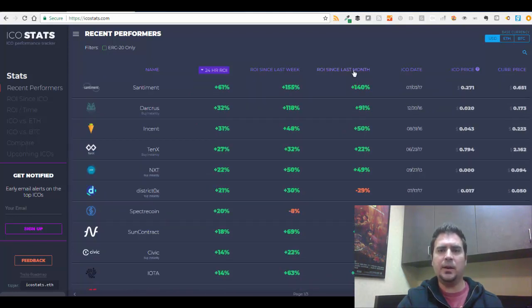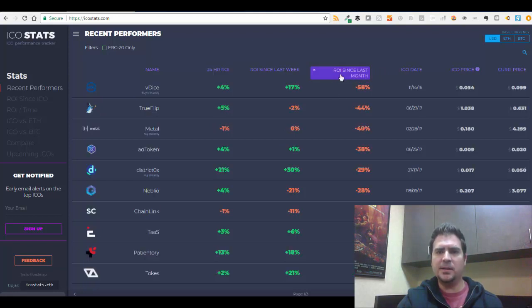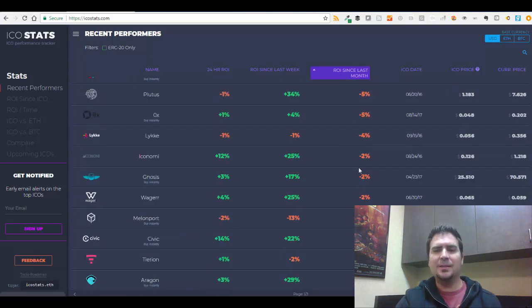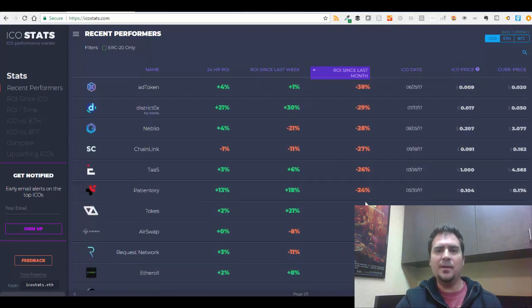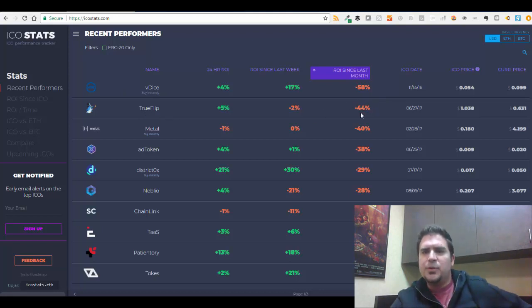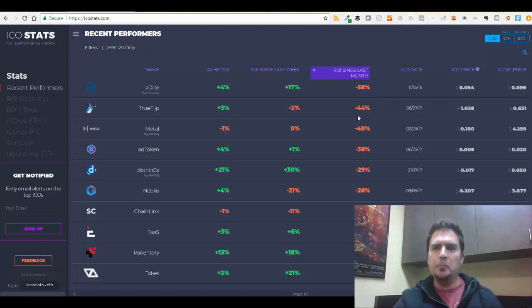But now let's take a quick look at the ROI since last month. There's the positives, there's the negatives. There are some that are negative, right? So they're not all rosy and nice. But it's worth noting that the losses are actually not very, very large. The ICO with the highest percentage of loss is VDICE and TrueFlip. And they're about negative 58%, negative 44%, so forth, which means that you would have lost maybe half of your money if you invested in it, right?